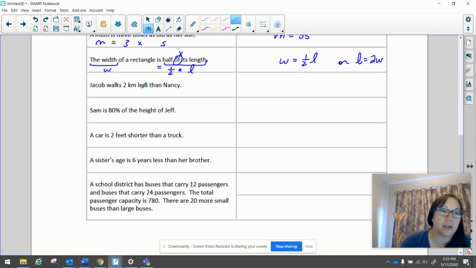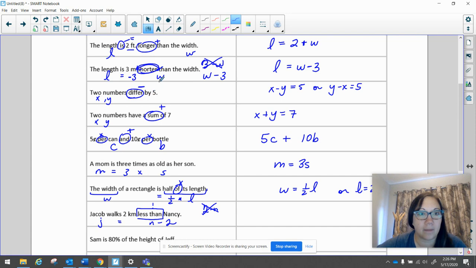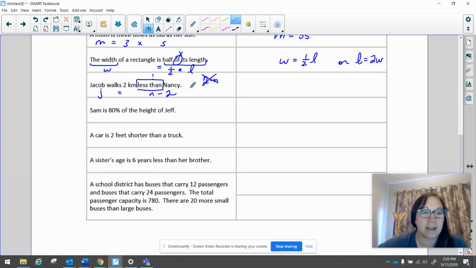Jacob walks 2 kilometers less than, so you want to be careful on this one, 2 kilometers less than Nancy. So Jacob we're going to call J, and he is 2 less than Nancy. So he's Nancy minus 2, not 2 minus Nancy. So less than, lots of times when you say less than, just like we did up here with shorter than, that is a subtraction, but it's subtracted after, not before. So J equals N minus 2.